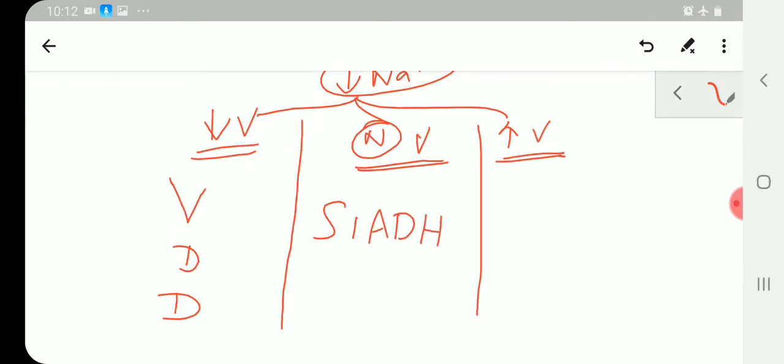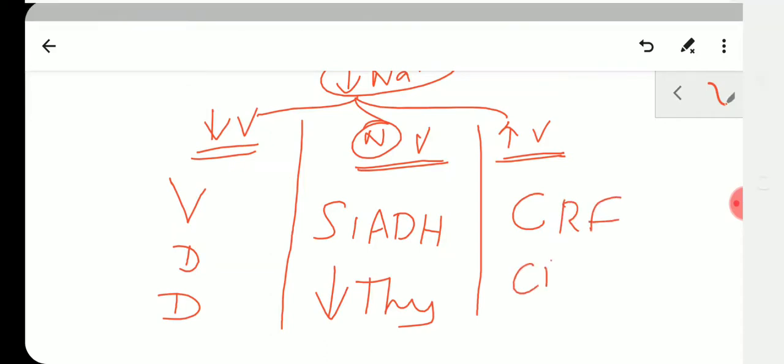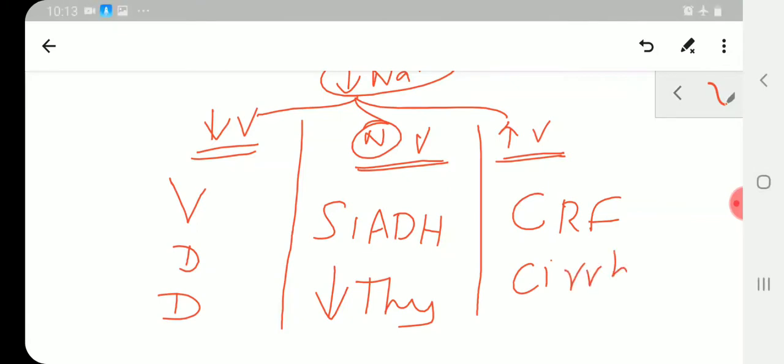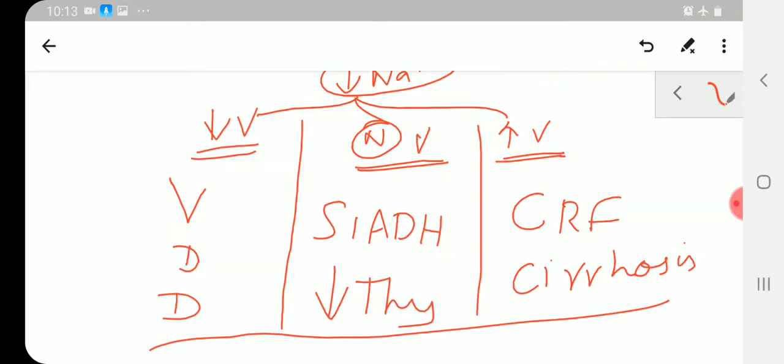SIAD is very, very important. Other than SIAD, hypothyroid is very important. Then comes hypervolemic hyponatremia, which means you have to remember renal failure, chronic renal failure or even acute renal failure, and then you have to remember cirrhosis. Basically these are the points that you need to know.